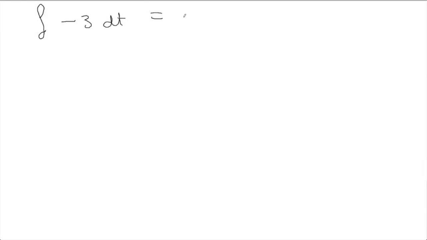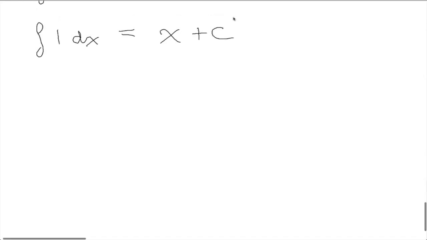Okay, let's solve this problem. The antiderivative of -3 with respect to t is going to be -3t plus c. Okay, that's exactly right. Let's try this one. The antiderivative of 1 with respect to x is x plus c. Okay, very good.